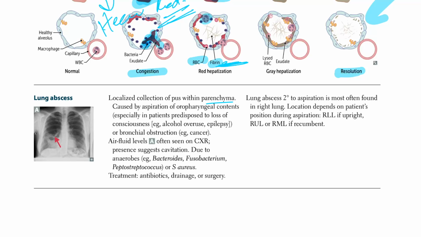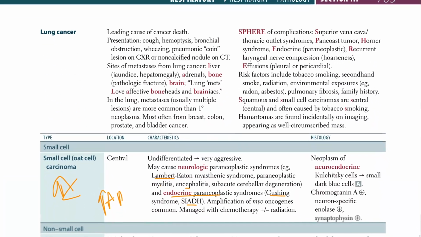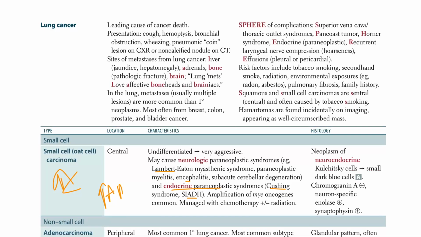Lung abscess: there's going to be abscess formation with the air fluid levels, high yield because of cavitation, and the organism could be anaerobes or Staph aureus. Treat with antibiotics, drainage, surgery. And this is the etiology, why the abscess occurred. I mean, why did the person aspirate? And depending on the position, you're going to have the right lung placement of those things, but depending on the patient's position.